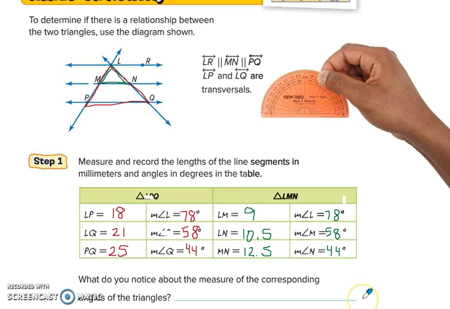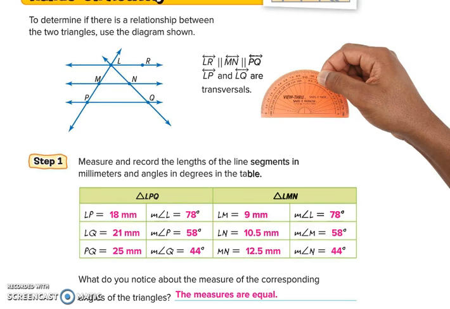So what do you notice about the measure of the corresponding angles of the triangles? Hopefully you saw that all the measures of the angles, the ones that correspond to each other, are equal. Okay, so the measures of the angles are actually equal. The measure of angle L was the same because that was the same angle.